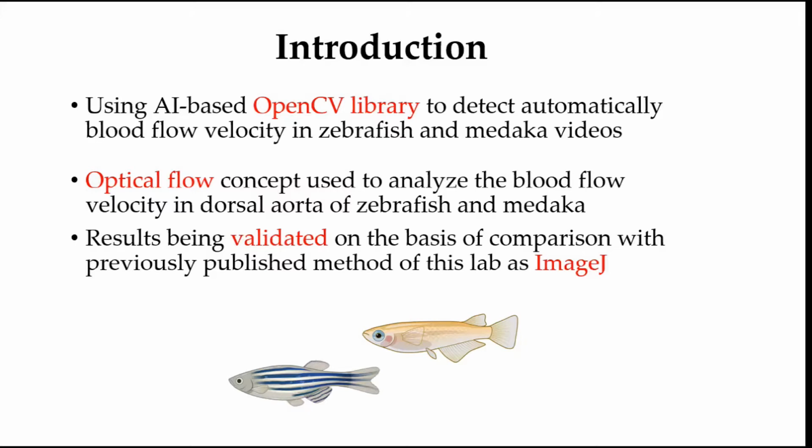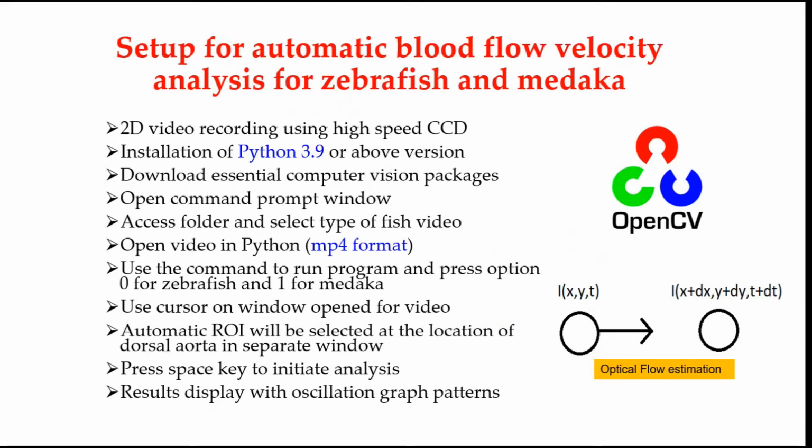Using this approach, we analyzed our tool by comparing the results with our previously developed method using ImageJ software. Every time we need some validation, and as we are already good at ImageJ processing, we compared our results from both fish data, blood velocity, using ImageJ. Then you can see most of the concerns involved in our setup.